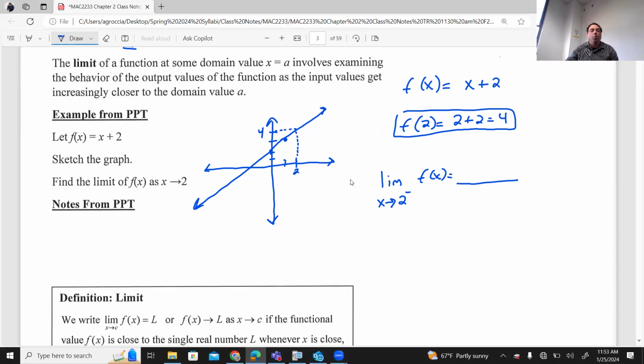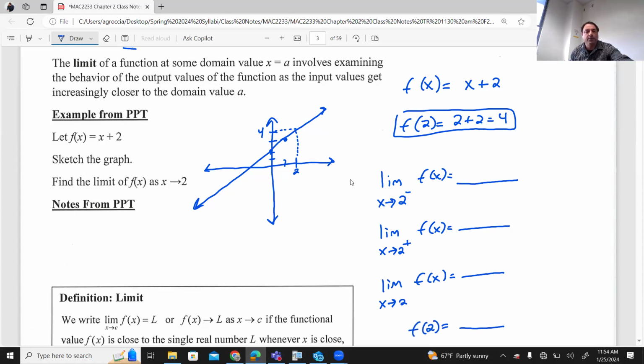Then I'm going to say, what's the limit as x approaches 2 with a little plus? And that's going to say coming from the right. Then I'm going to say, okay, I checked it from the left. I checked it from the right. Now we should be able to make a determination. What's the limit as we approach 2? And those 3 questions are different than just plugging in 2.